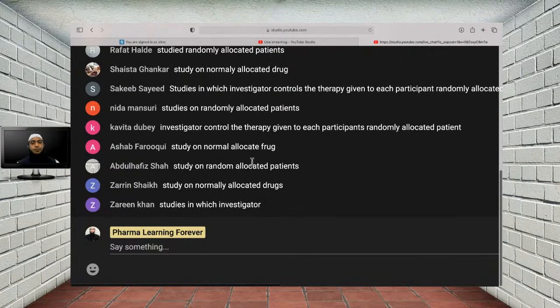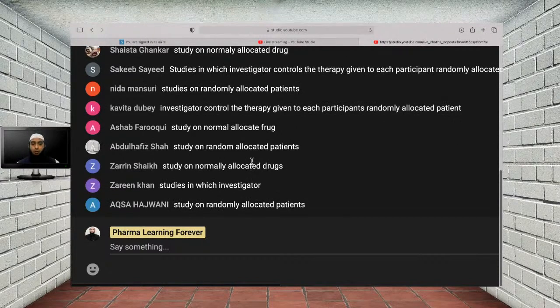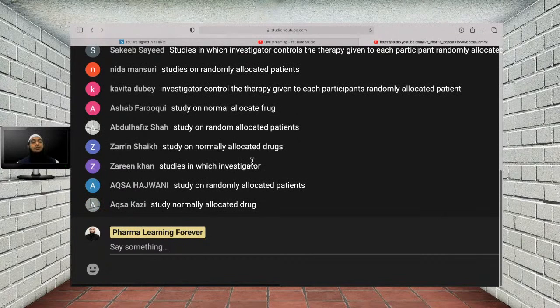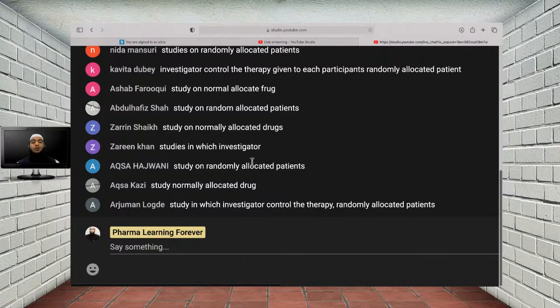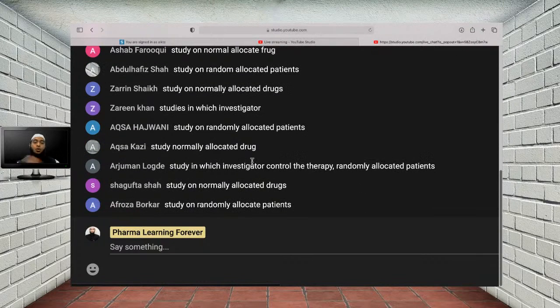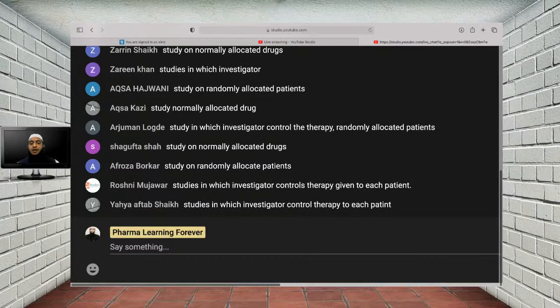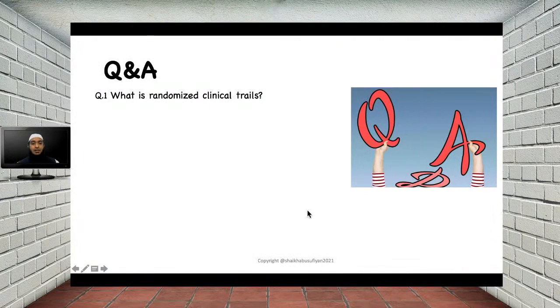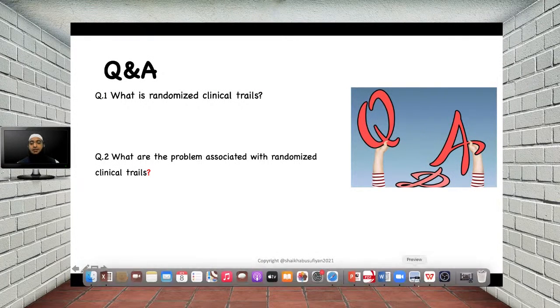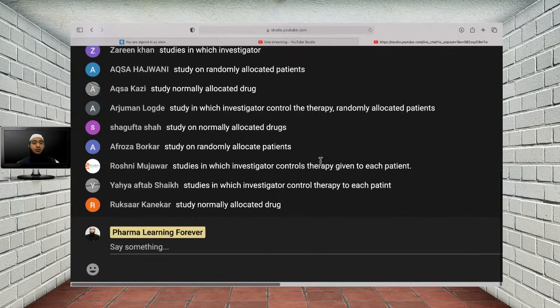Yes. So first of all, it is a study which is controlled by the investigator. And the investigator randomly allocates patients to a given treatment, and the patient has no control over what treatment he will get. Okay, so that is an important part of the randomized clinical trial. Now my next question is, what are the problems associated with the randomized clinical trial, or you can say the limitations of the randomized clinical trial? So we have seen there are two limitations or two problems associated with this study. So may I know what are those two problems?